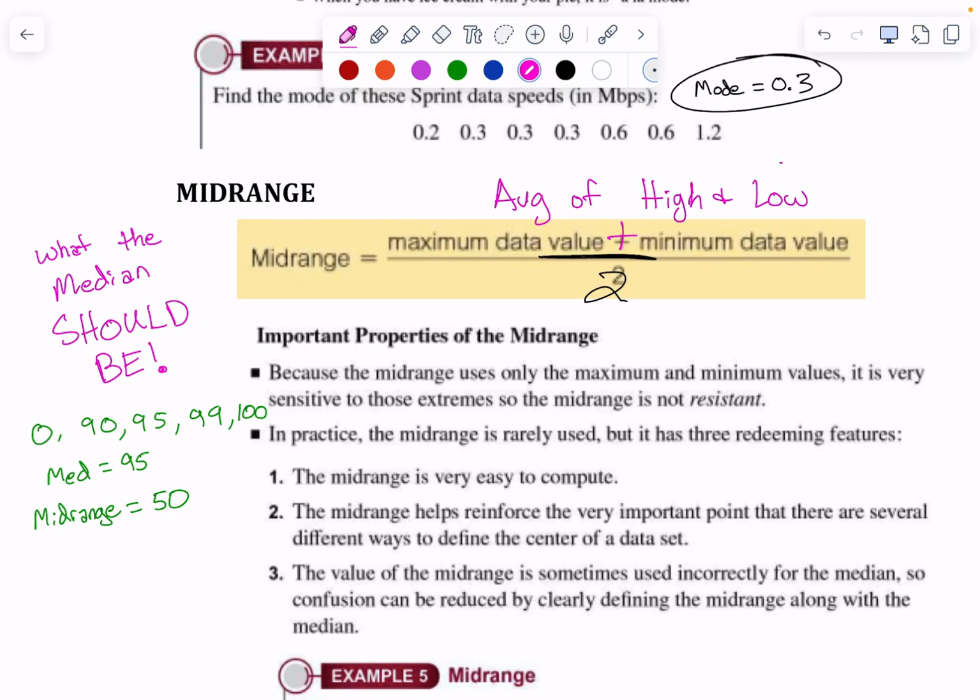The mid-range is the average of the high and low. You average those two together to figure out what the middle number should be. That's what the mid-range is, the middle of the range, right? Okay? Important numbers about the mid-range.